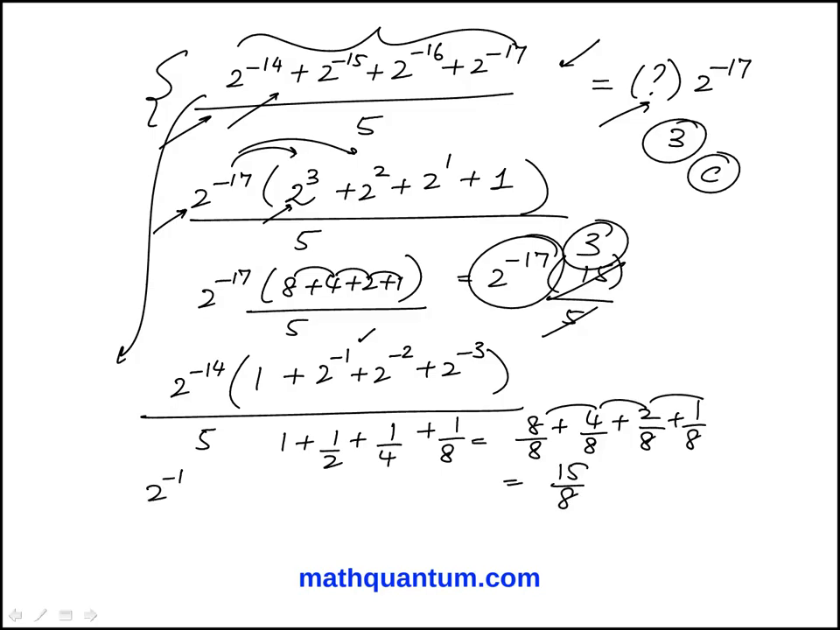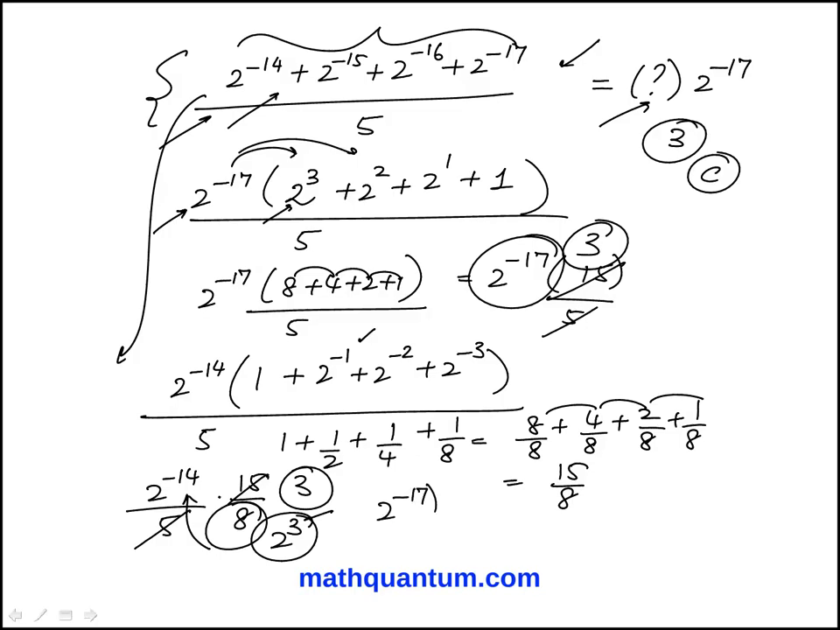So we have 2 to the minus 14 over 5 times 15 over 8. That gives me a 3. 8 is 2 to the 3. And then if I subtract the exponent here, because I'm dividing those terms, this is 2 to the minus 17 times 3. So we get the same answer.